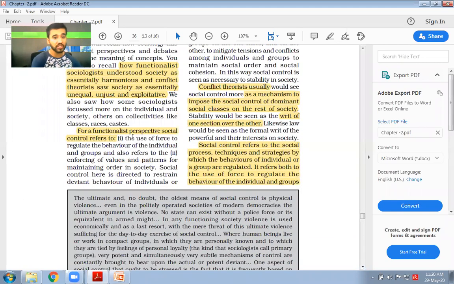From a functionalist perspective, now we are coming on to social control. Social control, according to the functionalist perspective, refers to the use of power and force to regulate the behavior of individuals and groups. It also refers to the enforcing of values and patterns for maintaining social order in the society.